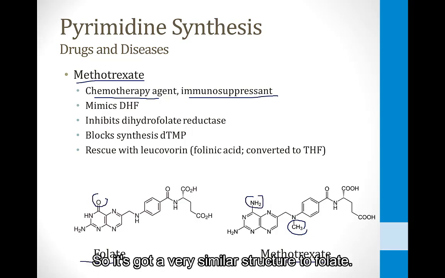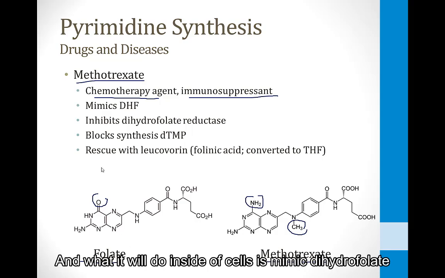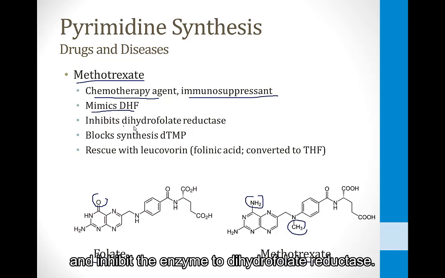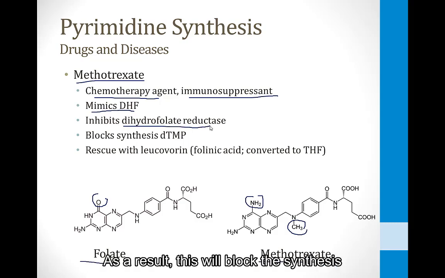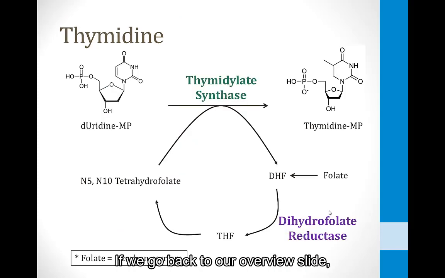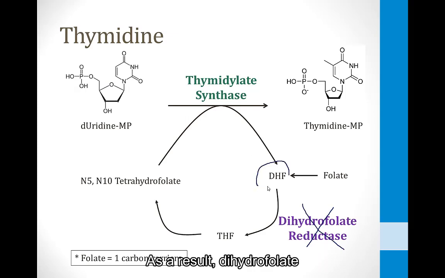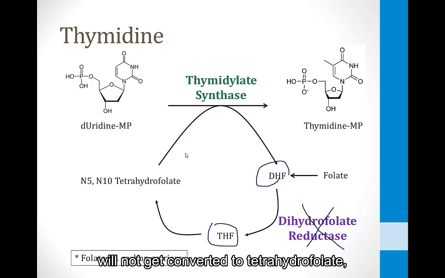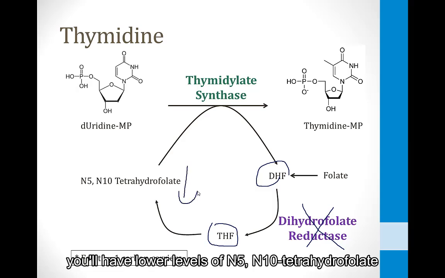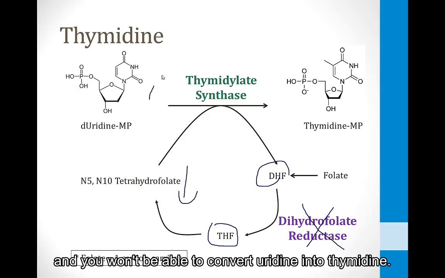So it's got a very similar structure to folate, and what it will do inside of cells is mimic dihydrofolate and inhibit the enzyme dihydrofolate reductase. As a result, this will block the synthesis of deoxythymidine monophosphate. If we go back to our overview slide, methotrexate will inhibit the activity of dihydrofolate reductase. As a result, dihydrofolate will not get converted to tetrahydrofolate. You will have lower levels of N5-N10 tetrahydrofolate, and you won't be able to convert uridine into thymidine.